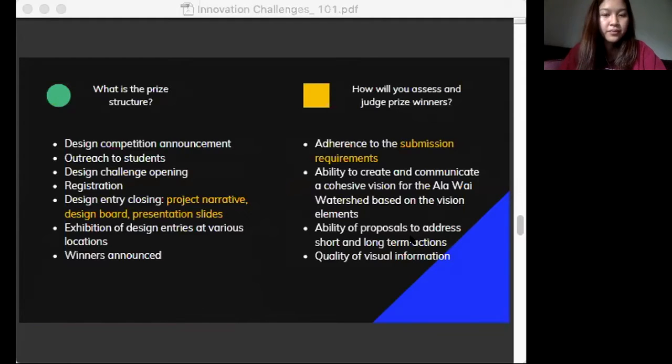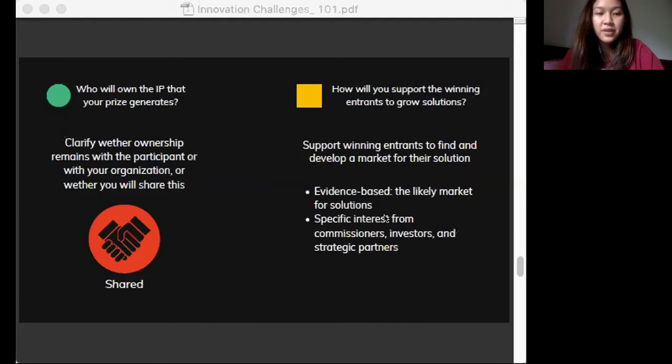And then define the criteria you will use to judge performance against the goal. Outline any test environment you might need to create and describe the kinds of expertise you will need on an assignment and judging panel. For the alumni challenge, the assessment is based on the adherence to submission requirements, ability to create and communicate a cohesive vision for the alumni watershed based on the vision elements.